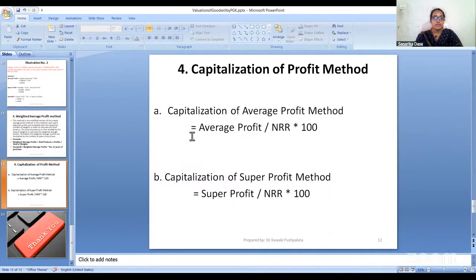In the next class I will explain more about the problems in valuation of goodwill and shares. I hope the concept is clear to you all for today. In the next class I will explain the further concepts.